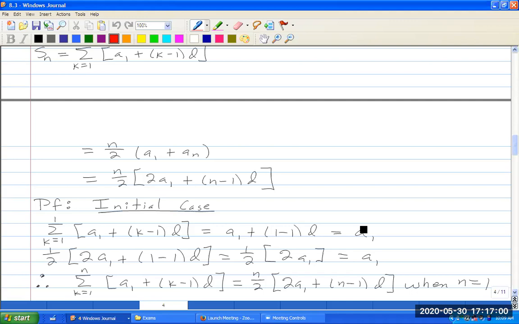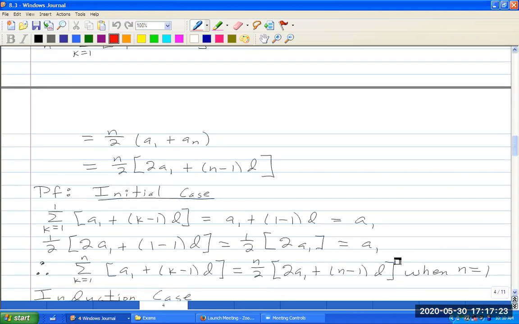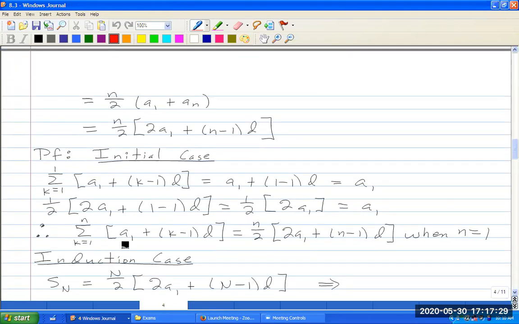Let's plug in n equals 1 here. So this will just be 1/2 times the quantity 2a sub 1 plus n, which is 1, minus 1 times d. Well, 1 minus 1 is 0, times d is 0. And so this is just 1/2 times 2a sub 1. The 2's cancel, so this is just a sub 1. So therefore, these are equal. And so I've shown that the sum, k equaling 1 to n, of a sub 1 plus k minus 1 times d is equal to n over 2 times the quantity 2a sub 1 plus n minus 1 times d when n is equal to 1.